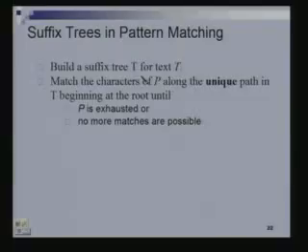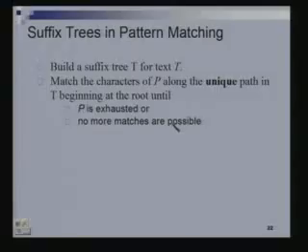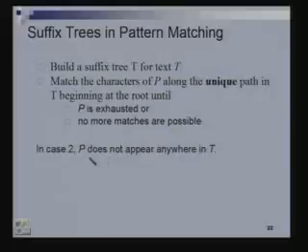So how do we do pattern matching? We build a suffix tree for the text, and match the characters of the pattern along the path, beginning at the root, until the pattern is exhausted. If the pattern is exhausted completely, then that means that we have found a match. If no more matches are possible, then the pattern does not exist. So in case 2, P does not appear anywhere in the text.